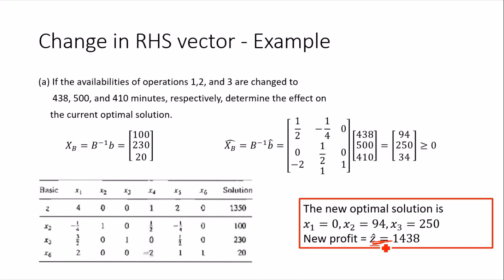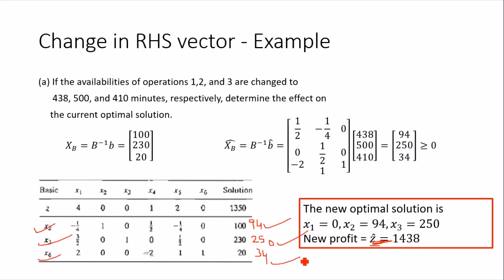So I have read the new optimal solution. This was 94, 250 and 34. If you read this from the table, this is x2. So x2 is 94, x3 is 250, and this is slack variable x6, 34.